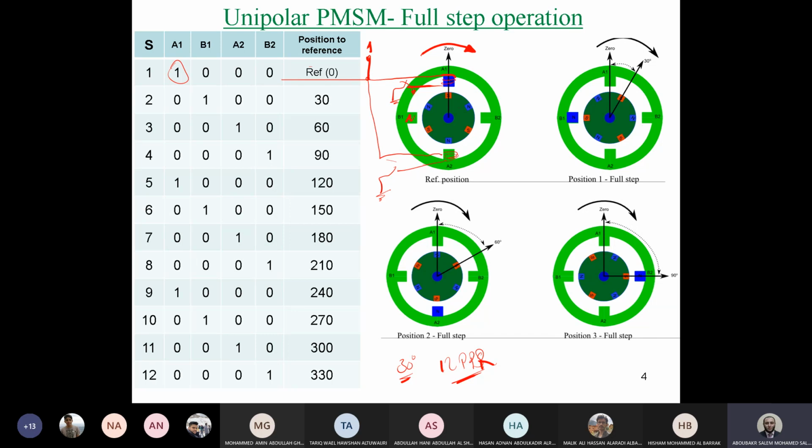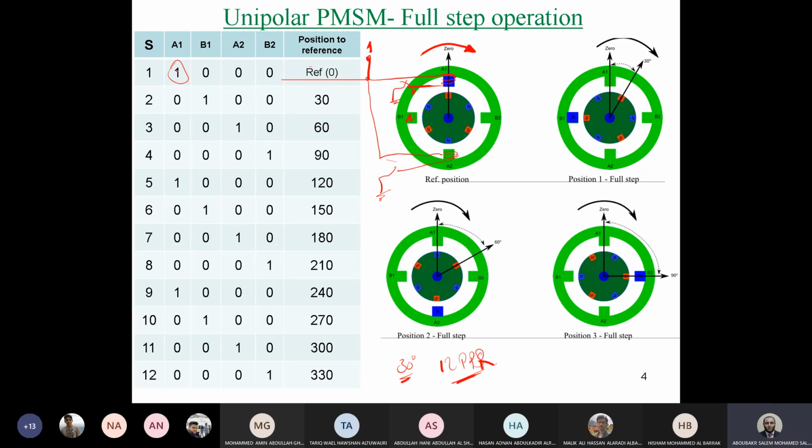Can we operate this motor in half step to move 15 degrees instead of 30 degrees? Is it possible? I think no, because we have unipolar. Well, in terms of mathematics or logic, we said last class that if you make an OR for two successive steps in full step, you will get the half step. Let's see if this rule is going to be applicable here or not.